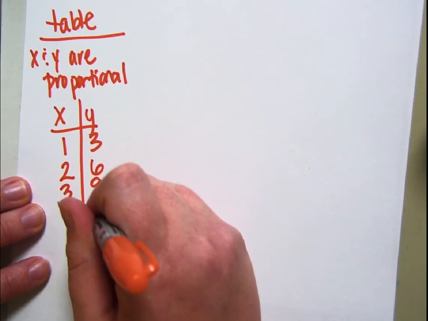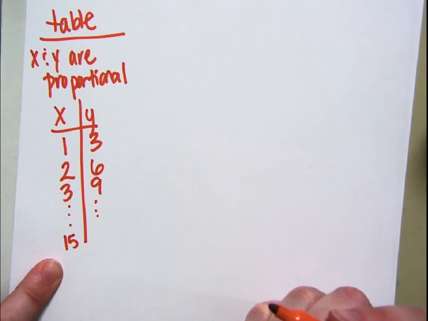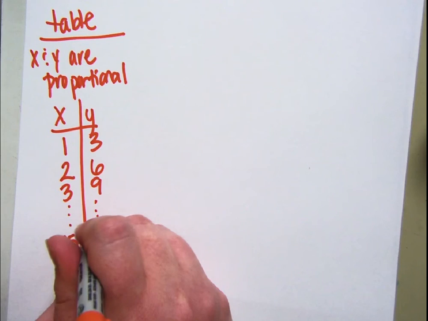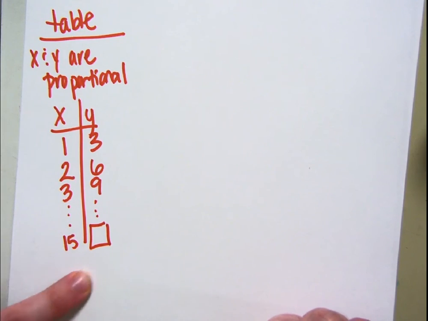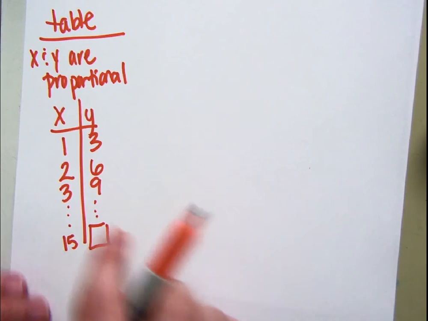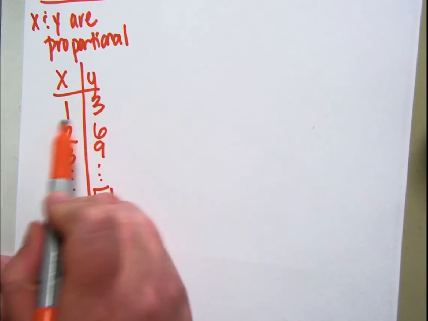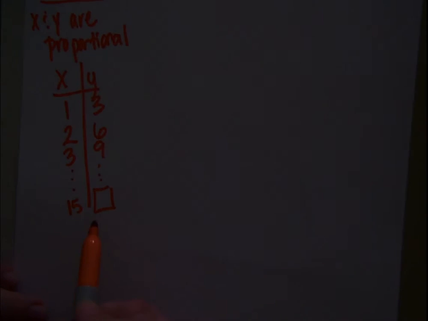What if I asked you on a table to go out to, let's say you're trying to find when x is 15, what would be that y value? This is where the idea of proportions are helpful. You know that how any pair of x and y relate to each other will help you to match up this.